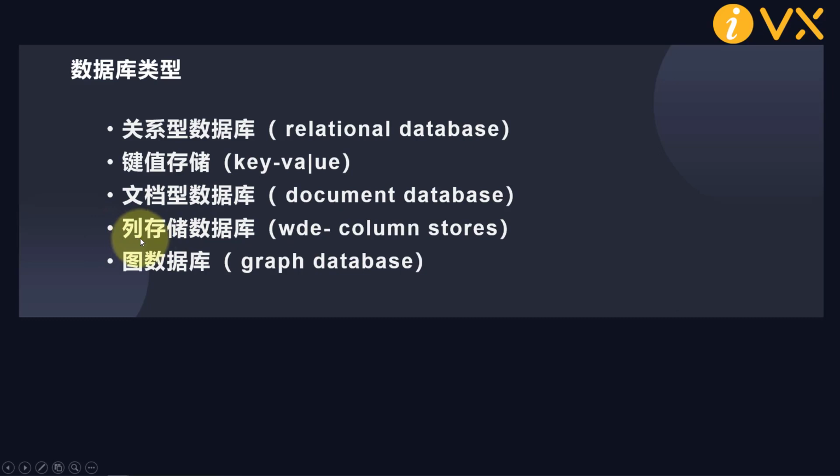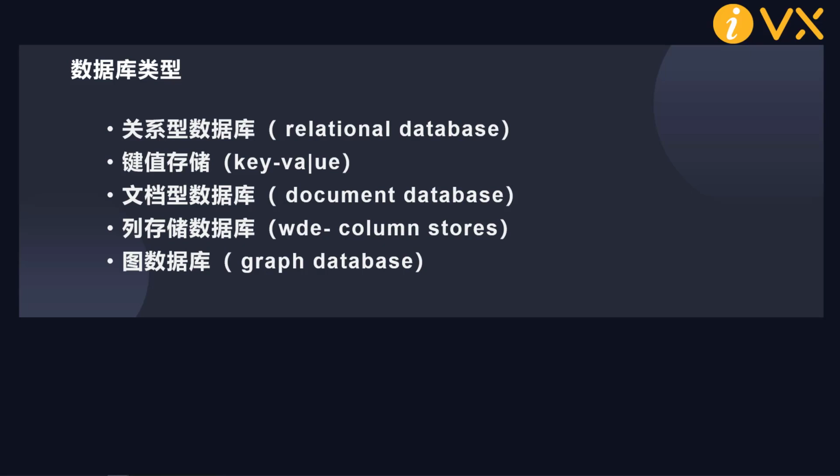The smallest unit of data storage is the document. The document properties stored in the same table can be different. Data can be stored in XML, JSON, and other storage formats. For example, our MongoDB, CouchDB, and so on are all our document databases.